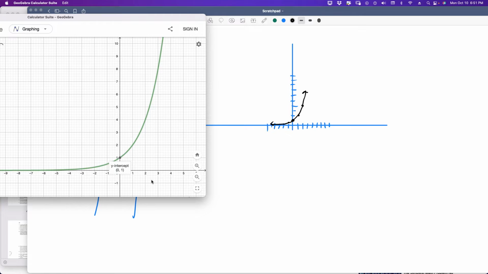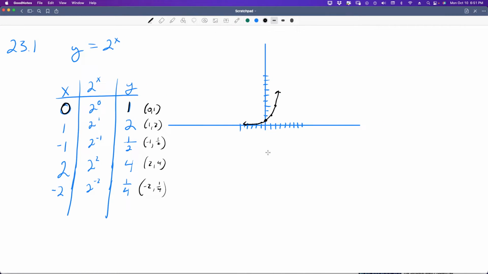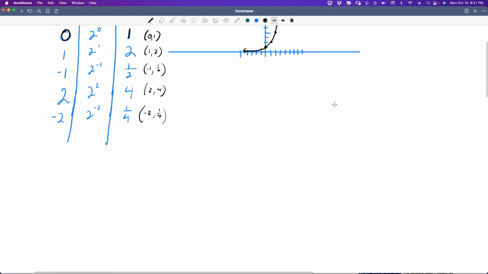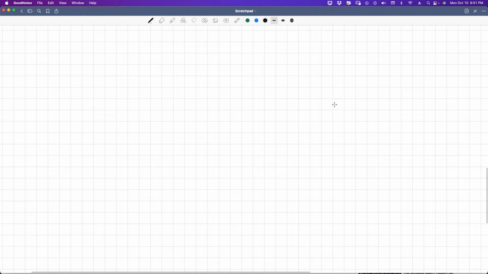So use Geogebra or Desmos or your graphing calculator to check your points and to check the drawing of your graph. It's going to make your life a whole lot easier. So we're going to do 2 more of these and then we'll be done. But I'm going to do them down here on graph paper where it's going to be a lot easier for me to do that. So let's start with sketching the graph of the function.